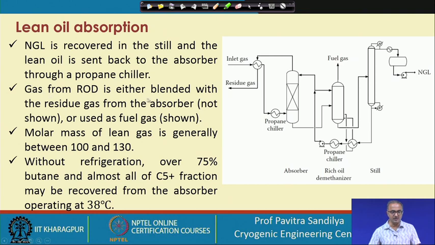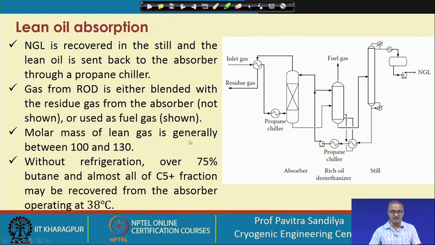And gas from the ROD is either blended with the residue gas from the absorber or used as fuel gas. As I was telling, from this rich oil demethanizer we are showing it used as fuel gas, but it may also be blended with the residue gas. It can be connected with this particular stream and taken out, because ultimately the residue gas is also used as fuel. So, this gas may also be taken along with the residue gas.